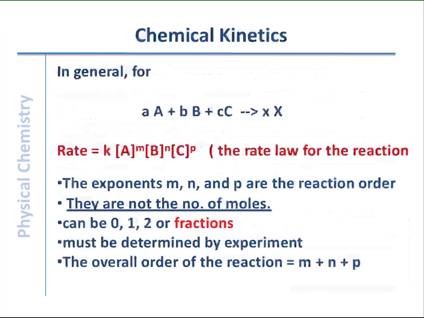The exponents m, n, and p are the reaction orders for reactant A, reactant B, and reactant C. They are not the number of moles. The reaction order can be 0, 1, 2, or fractions. The reaction order must be determined by experiment. The overall order of the reaction equals m plus n plus p in this case.